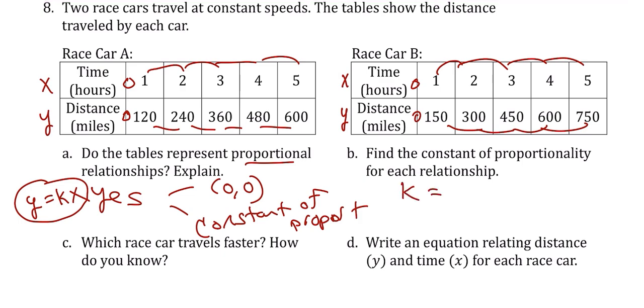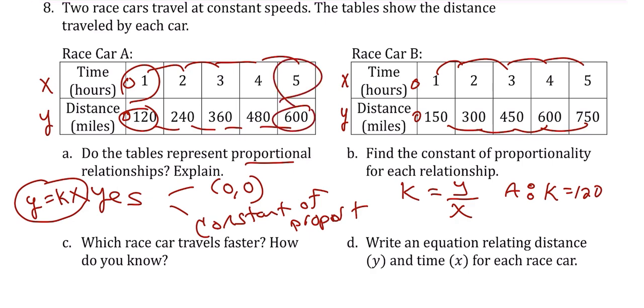Okay, the constant of proportionality, as we know, k, is equal to the y coordinate over the x coordinate. If it's proportional, it doesn't matter which y and x you pick. For race car A, we could do 120 over 1, and then we would say k is equal to 120. But what if you pick 600 over 5? Yep, it would still be 120.